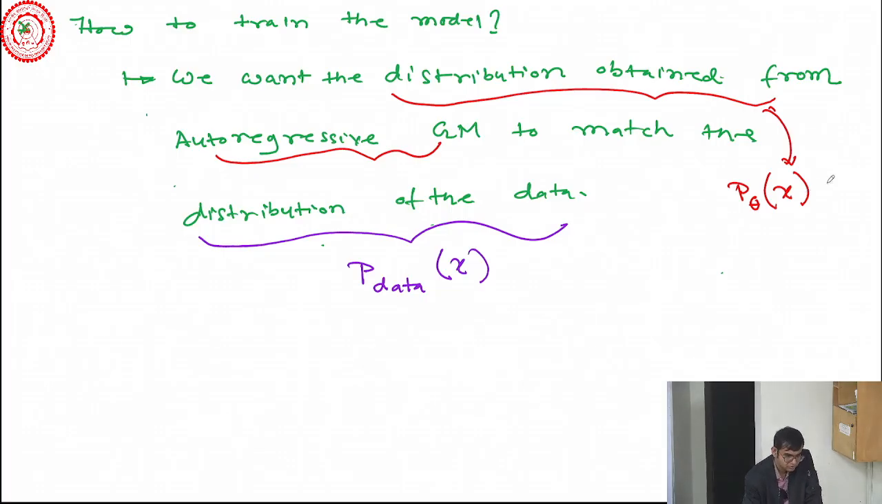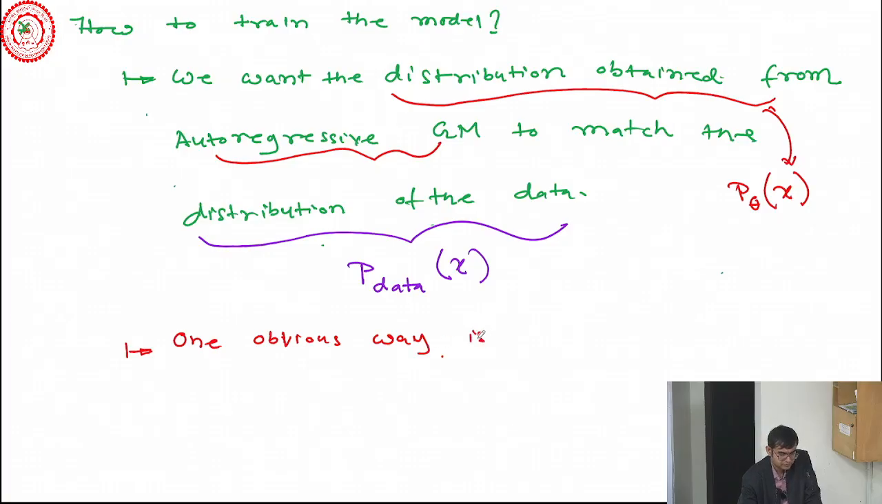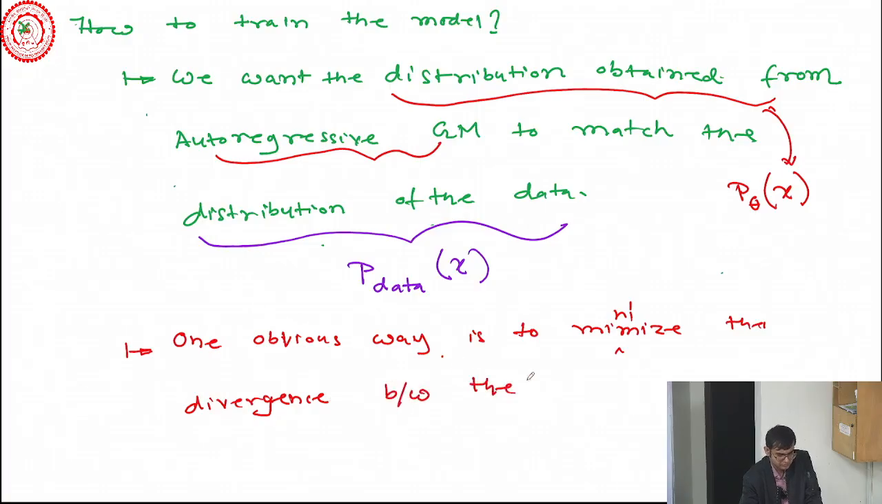So this means, so one obvious way is to minimize the divergence between the two, right? It is an obvious choice. All of you told that KL divergence is an obvious choice. KL divergence is a divergence. So that's an obvious choice.